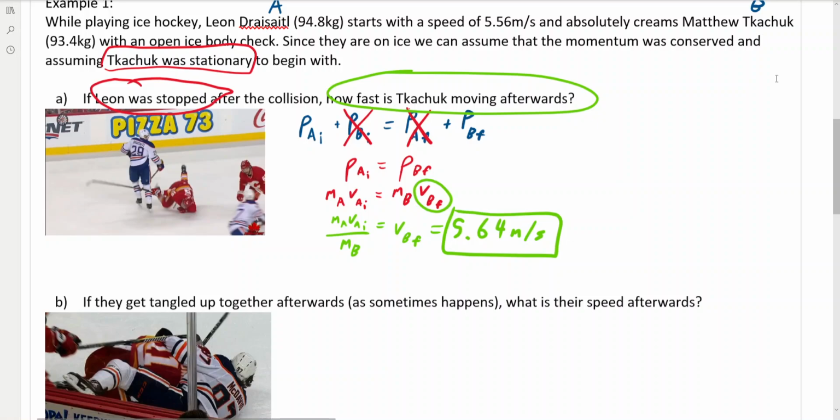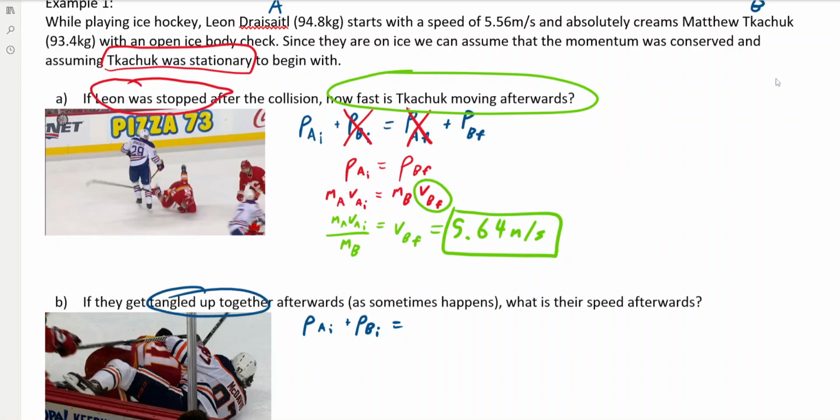Similar sort of setup. Let's try it again. You can pause the video now, by the way, and try it out for yourself, and then press play and see if you get the same answer that I do. So PAI plus PBI, but in this question, they get tangled up together after. So you could certainly do them separately for the second part. And actually, I'm going to write it separately to start.